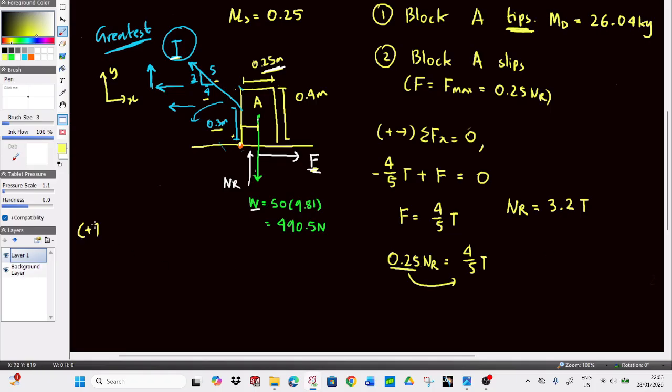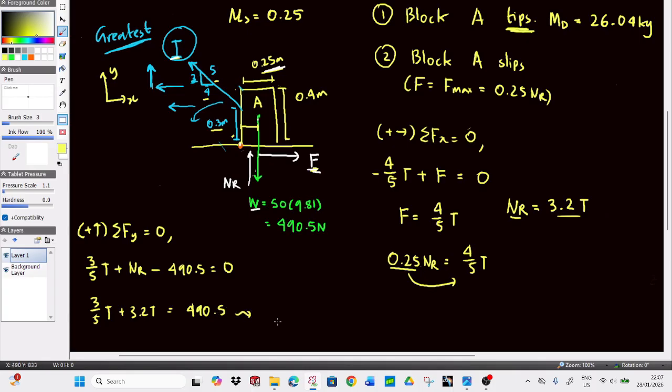Then for the summation of Fy to be equal to 0, we have here 3 over 5 T, which is going upwards, plus NR minus 490.5 equals 0. And we already know that NR is related to T, so it's simply 3 over 5 T plus 3.2 T equals 490.5.